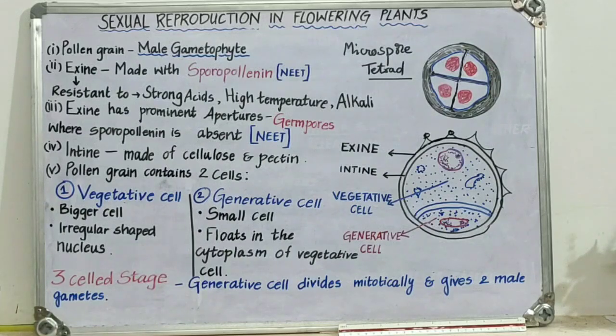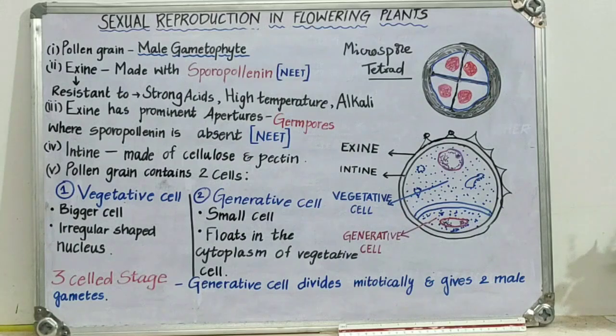So the viability, their survival time, is 30 minutes only, after the release on the stigma. So all these pollen grains. Next, after the pollen grain explanation, we'll see pollination.